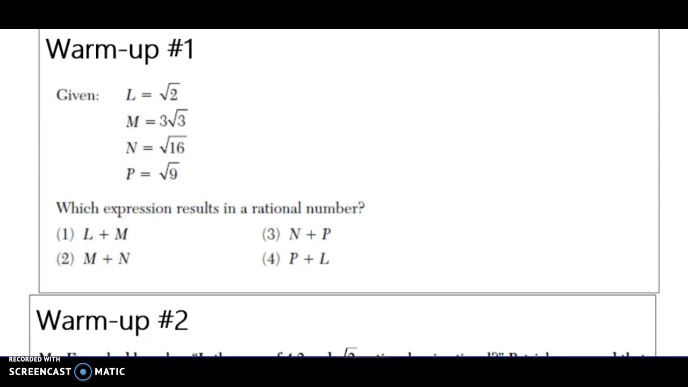So you're given that L is equal to the square root of 2, M is equal to 3 root 3, N equals the square root of 16, and P equals the square root of 9. Which expression results in a rational number? Key word here is rational. This means it contains the word ratio. It means it can be turned into a fraction.